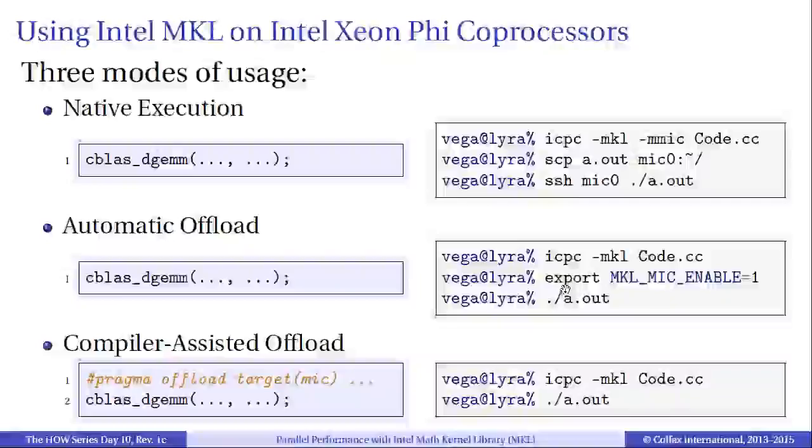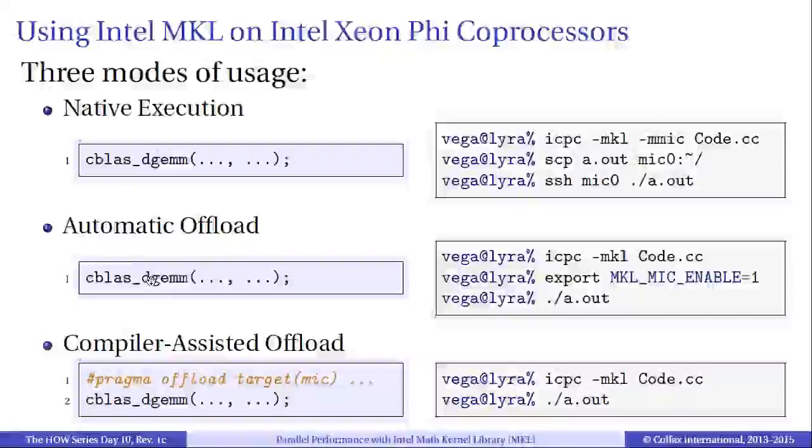Now, I used the word some, and this is very important. First of all, not every function in MKL is supported for execution on Xeon Phi in the automatic offload mode, and I will show the list of these functions in the next slide. And another reason I used the word some is that MKL actually checks for the problem size. Usually, the bigger the problem, the more sense it makes to do offload.